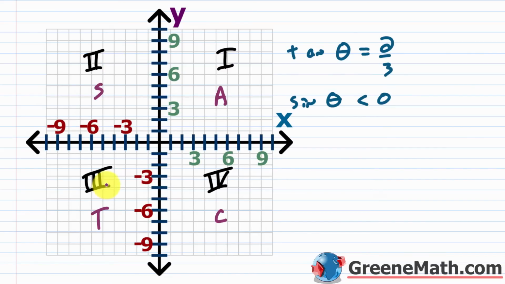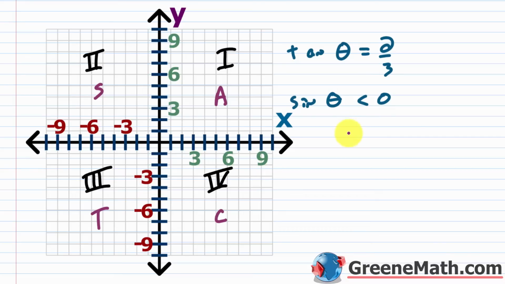In quadrant 3, everything is negative except for the T stands for tangent, and then also the reciprocal, which is cotangent. And then in quadrant 4, everything's going to be negative except for the C stands for cosine, and then also the reciprocal, which is going to be secant. Okay, so this is how you can remember the positive or negative status for each trigonometric function. Again, it's going to be all students take calculus. Okay, so just keep repeating that.